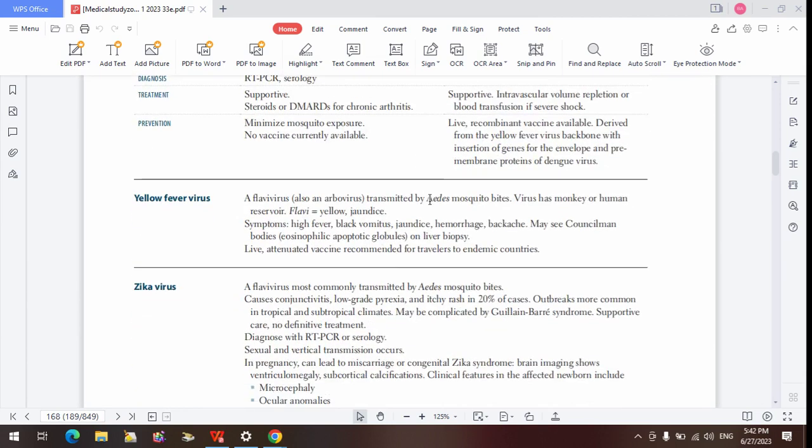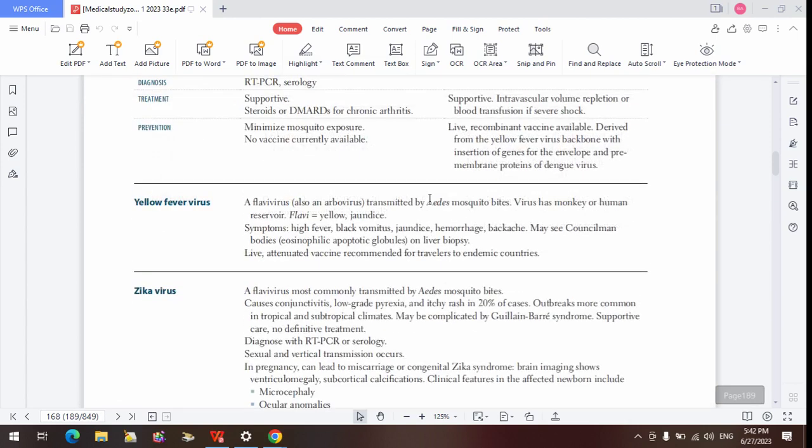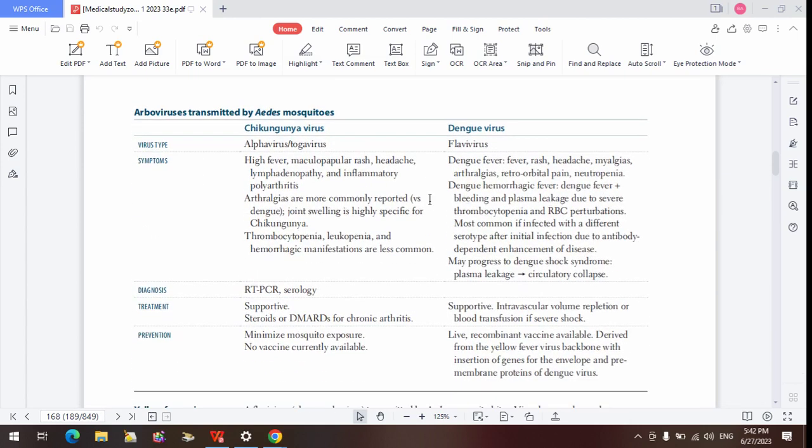Okay, so let's talk about, we stop here, the arboviruses from Aedes mosquito. Arboviruses are just viruses that are transmitted by insects. And what's the insect here? Mosquitoes. And what's the mosquito that is common? The Aedes mosquito predominantly. So we are going to be comparing and contrasting chikungunya and dengue.